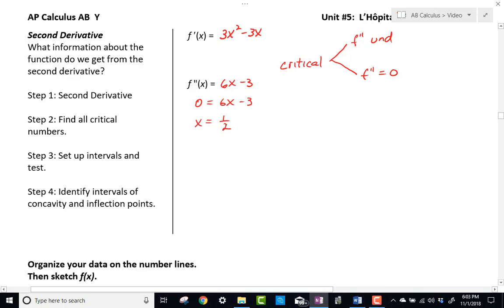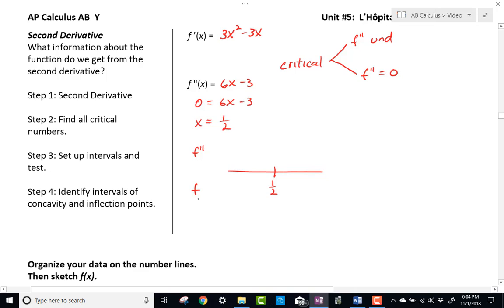Now, if I can show that f double prime goes from negative to positive or positive to negative, then I can show that this is a point of concavity change. So we're going to do the same thing that we did with f prime. We're going to draw a little number line here. We're going to look at f double prime this time, at the value of 1 half, and see what's happening with f double prime of x, and then what's happening with f of x.